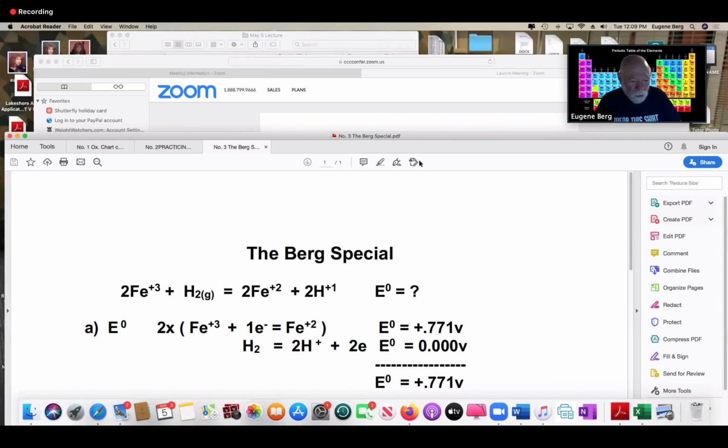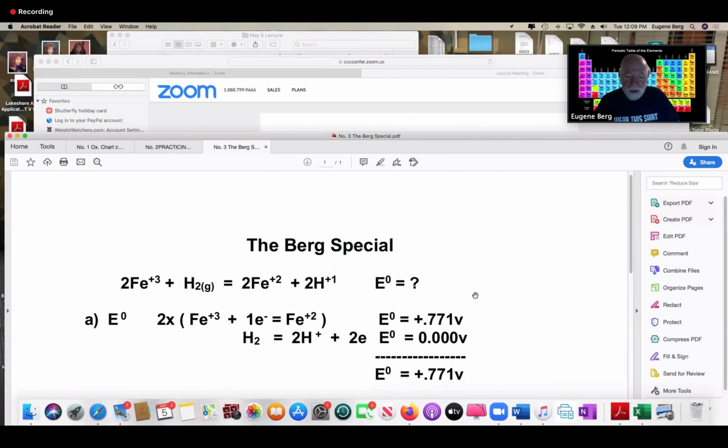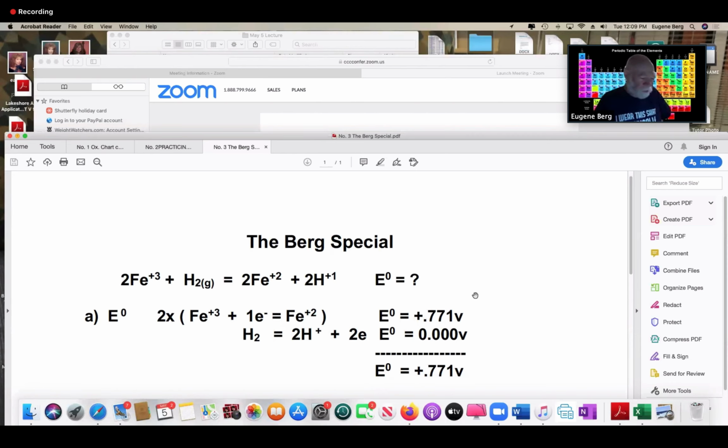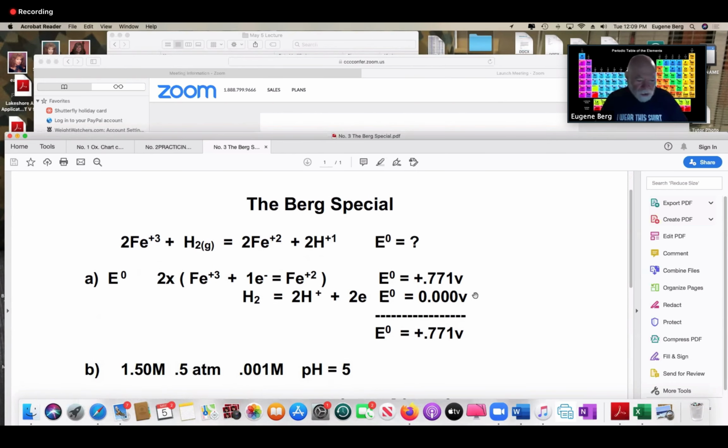Now, why did I double the whole thing? Because notice the balanced equation has 2 irons in it. Now notice the hydrogen half reactions right in the middle of the whole chart. It's kind of marked for you. Now add up the 2 half reaction E0s to get the total E0. Notice that the iron one is a flip of what's on the chart, so I had to flip the sign to make it positive, and the hydrogen is a 0. So add the 2 together, and the E0 is plus 0.771 volts.